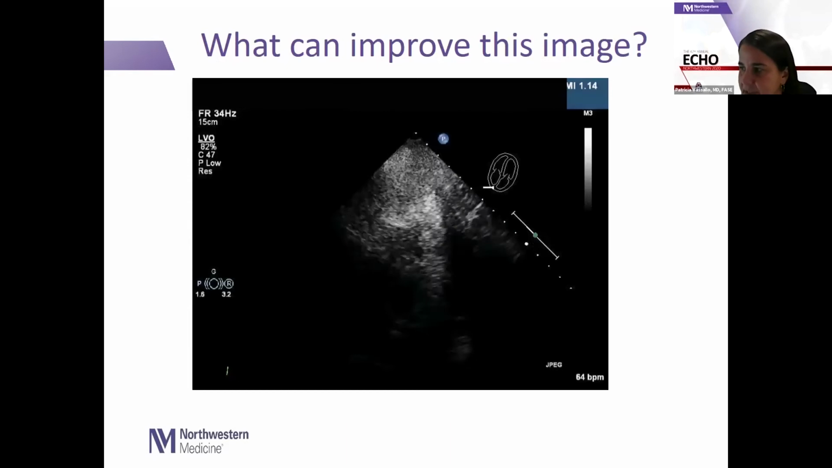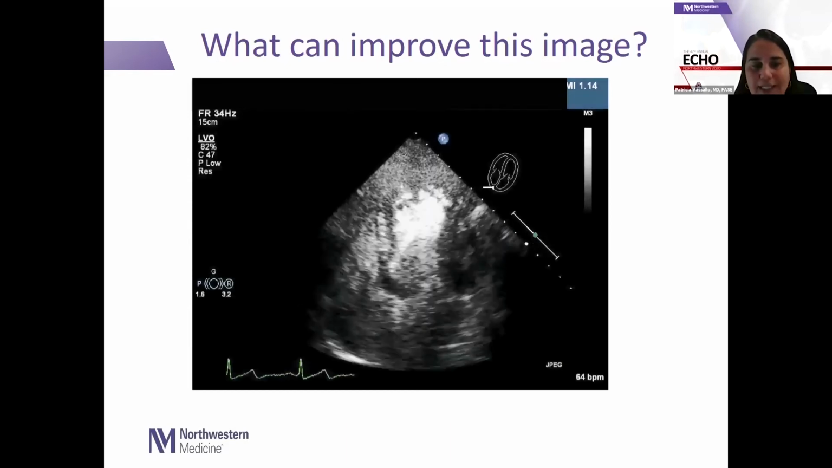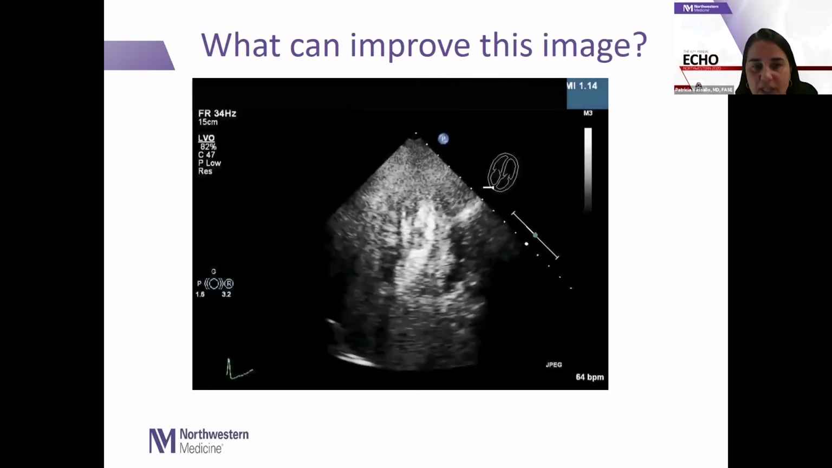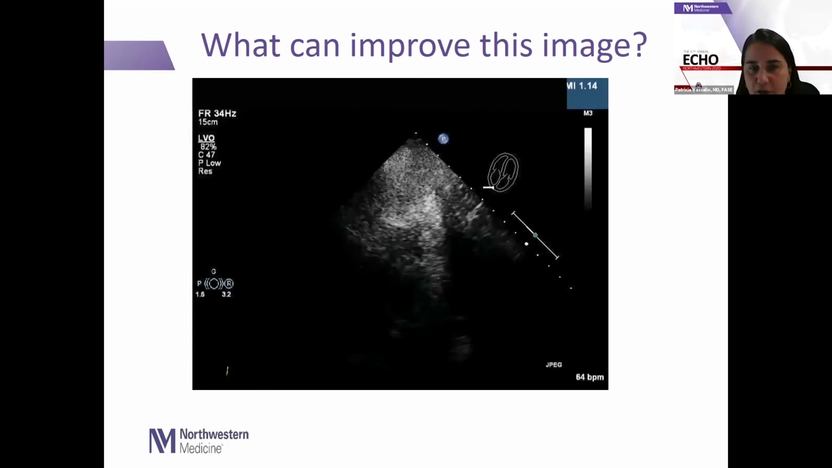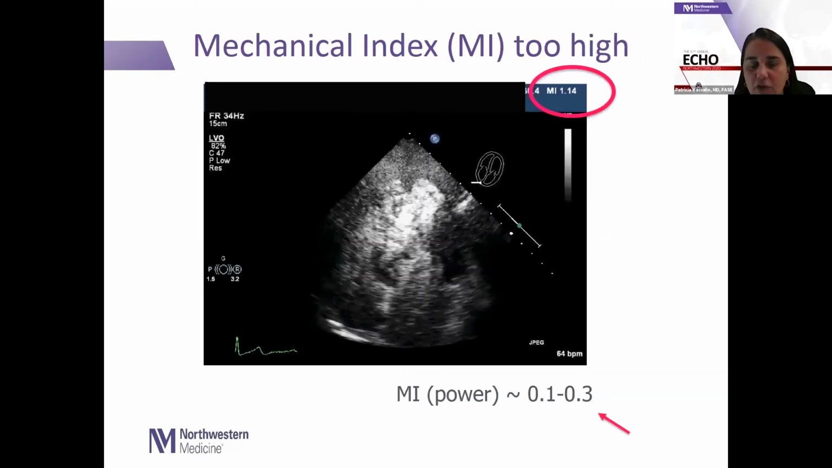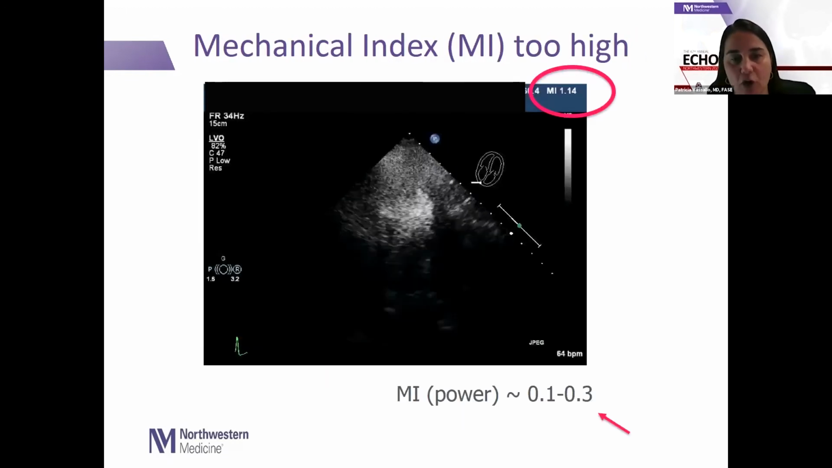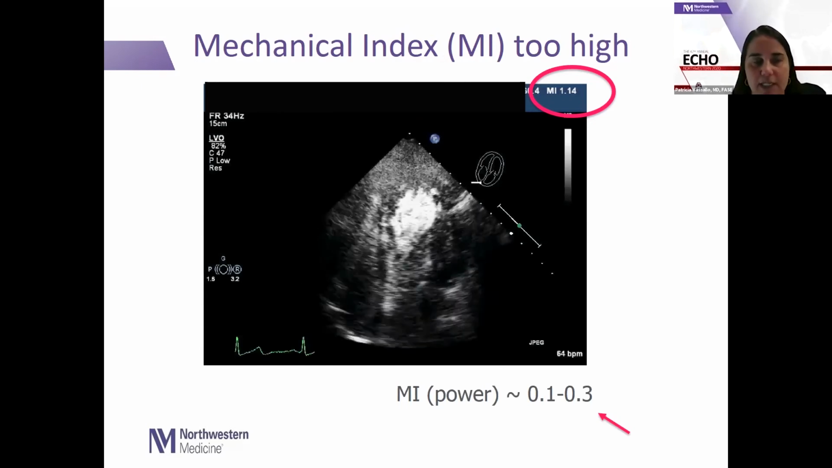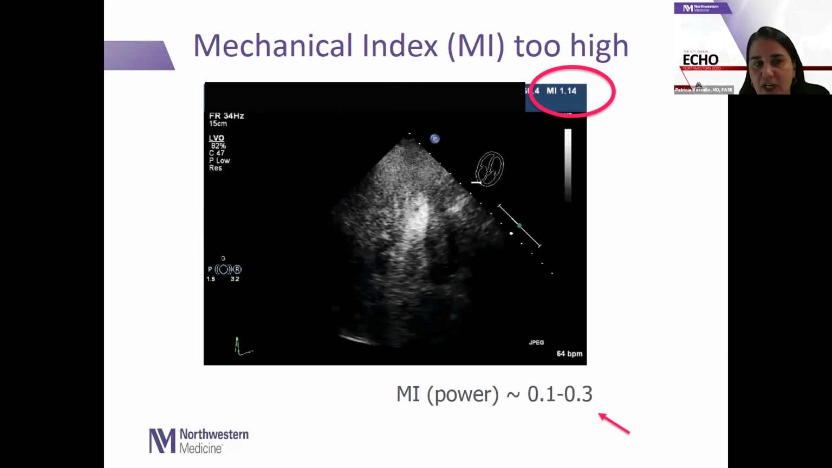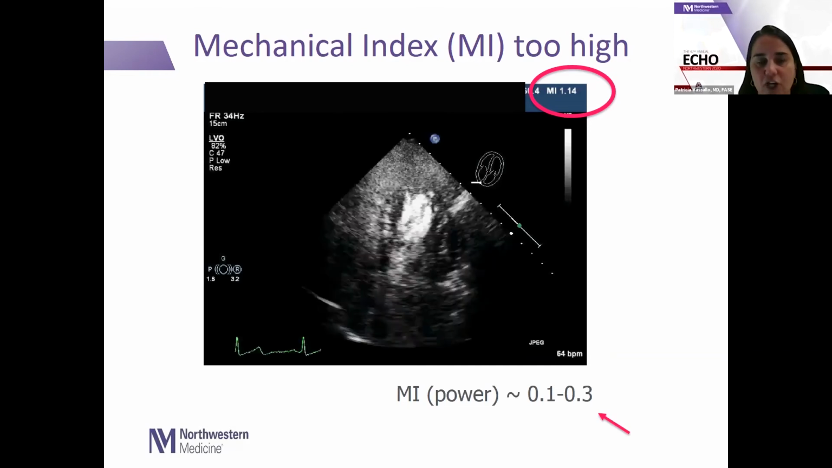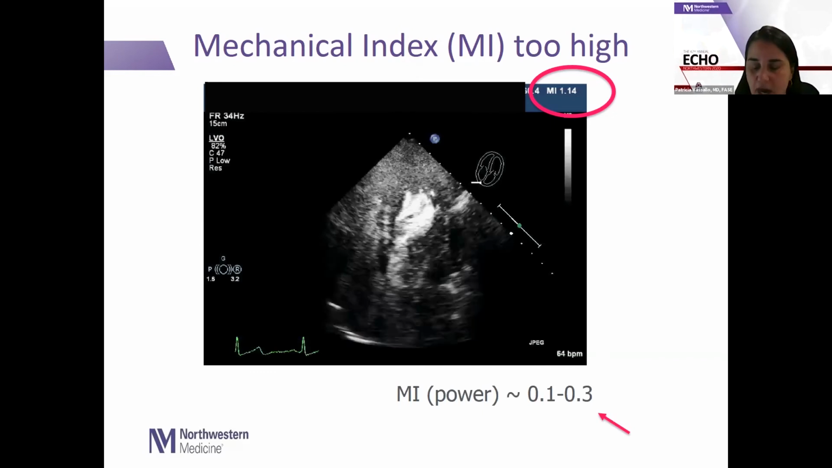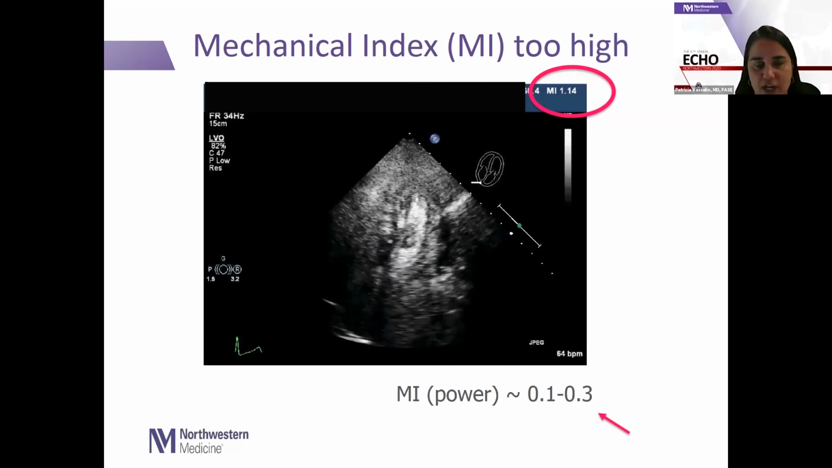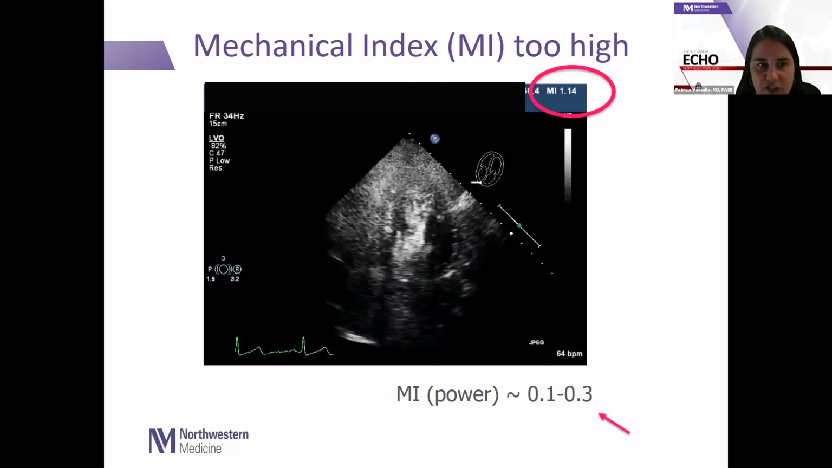How would you improve this image? Well, what do you see? You see that there's swirling, but you also see that the left ventricle looks like it has normal function. And so what you see in the right upper corner is a mechanical index. The mechanical index is too high. You want to use a mechanical index of 0.1 to 0.3 to prevent bubble disruption and allow for persistence and imaging of left ventricular opacification. You can also get swirling if you have a dilated left ventricle, and sometimes you need to increase the amount of contrast used in patients with a dilated left ventricle.